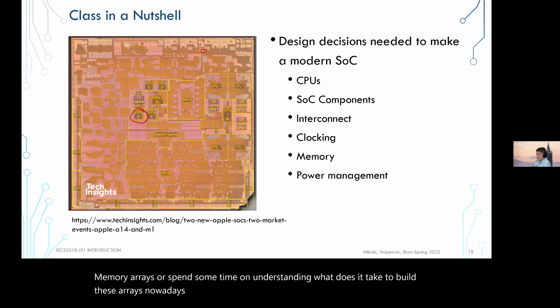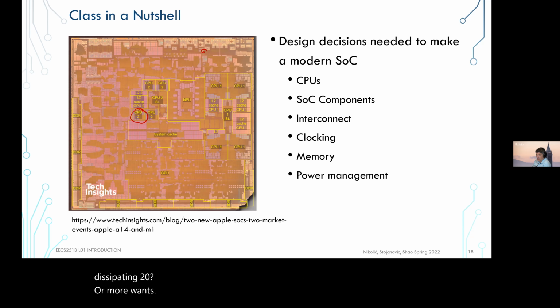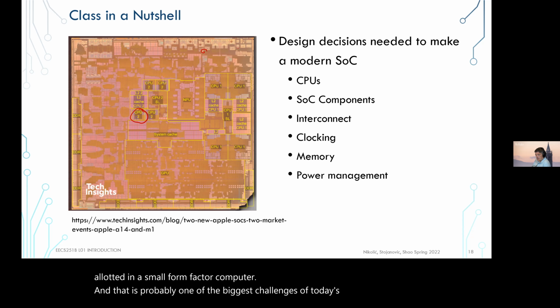And a big chunk will be in figuring out, for example, for a processor of a class like this, how do we get it to, on average, consume only a couple of watts, while at the maximum, at the peak, it is totally capable of dissipating 20 or more watts? How do we manage it such that it fits within the power envelope that it is allotted in a small form factor computer? That is probably one of the biggest challenges of today's design. We'll try to shine some light on that.